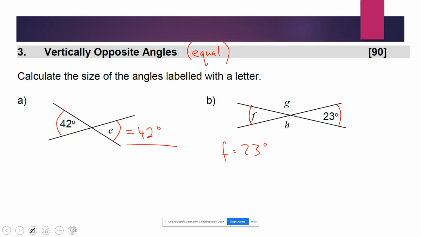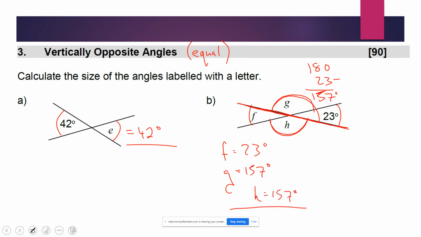Now to get G, I'm just going to cut off half this diagram. I'm going to ignore the bottom half of it, because I know that G and the 23 are on this straight line together. So I can do 180 take away 23 to get G. That comes to 157. And then if this one is 157, this one's vertically opposite, so H is also 157. They're all done.